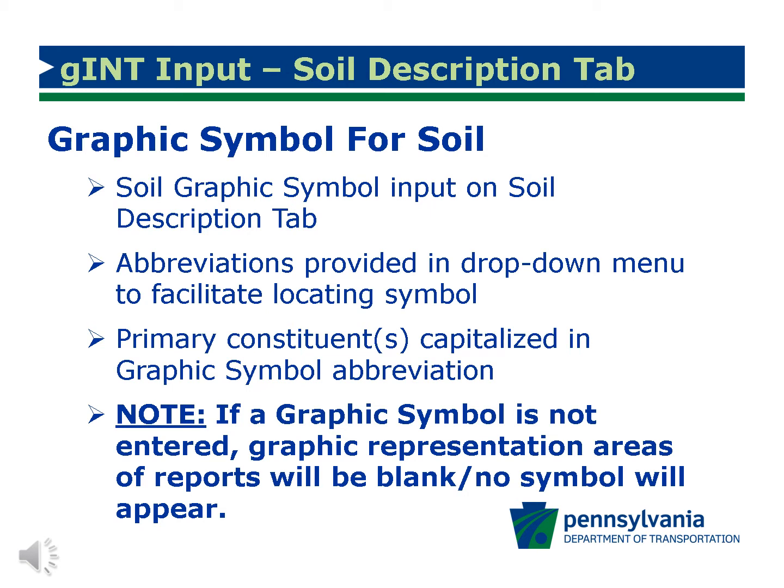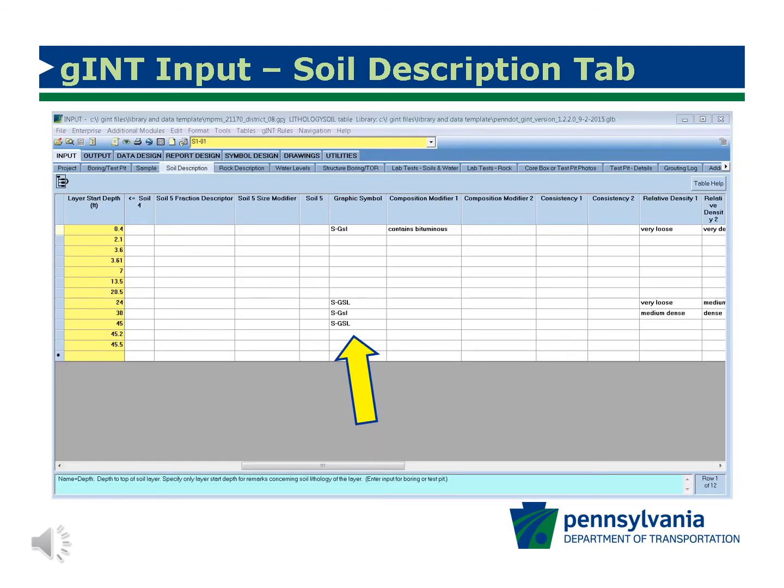A graphic symbol corresponding to the material's description should always be entered. Graphic symbols are available for void or no recovery results. Be sure to enter the proper graphic symbol for the material or condition. If a graphic symbol is not entered, the areas of the reports that are supposed to contain the graphic symbol will be blank. That is, if a graphic symbol is not entered, it will not appear on the reports. This is a screenshot featuring the graphic symbol input field.